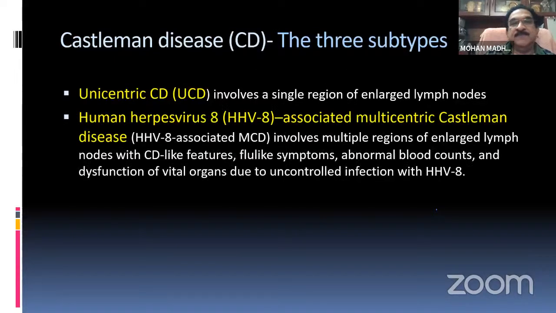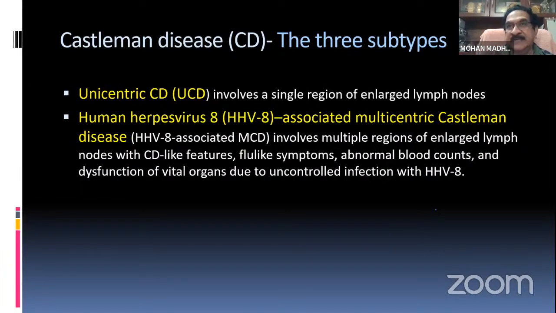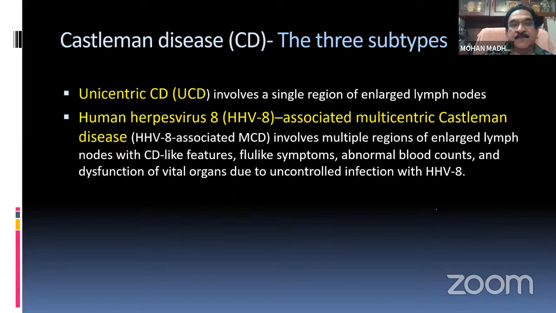Unicentric, as already told before, there are 3 types. One is unicentric, involving a single region. In the multicentric Castleman, there may be 2 types. One is HHV8 associated, the other not associated with HHV8. This involves multiple regions of enlarged lymph nodes with CD-like features, flu-like symptoms, abnormal blood count, and dysfunction of the vital organs due to uncontrolled infection with HHV8.